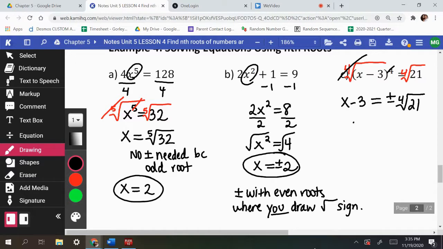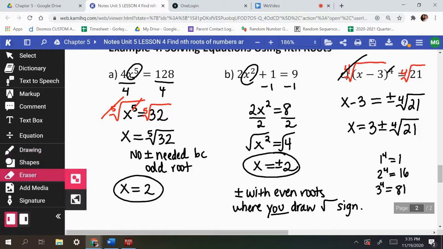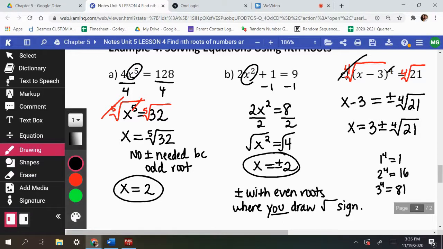Okay, to finish getting x by itself, we'd add 3 to both sides. So we'll get 3 plus or minus the fourth root of 21. And I don't think 21 is divisible by any perfect fourths. 1 to the fourth is 1. 2 to the fourth would be what? 2 to the fourth power is 16. 21 is not divisible by 16. 3 to the fourth power would be 81. So 21 is not divisible by any perfect fourths except for 1. So we'll just leave our answer like this.